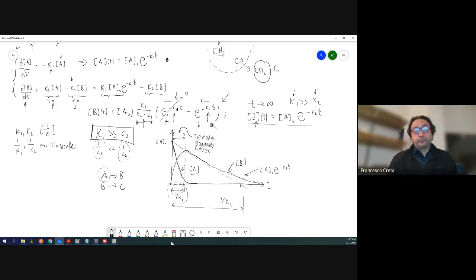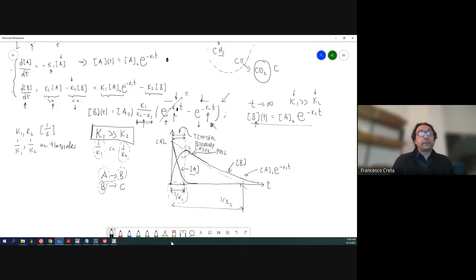And so very rapidly you have A that depletes, and B is being formed very rapidly as well. And we say that this is the radical pool. So the intermediates form this sort of radical pool here.